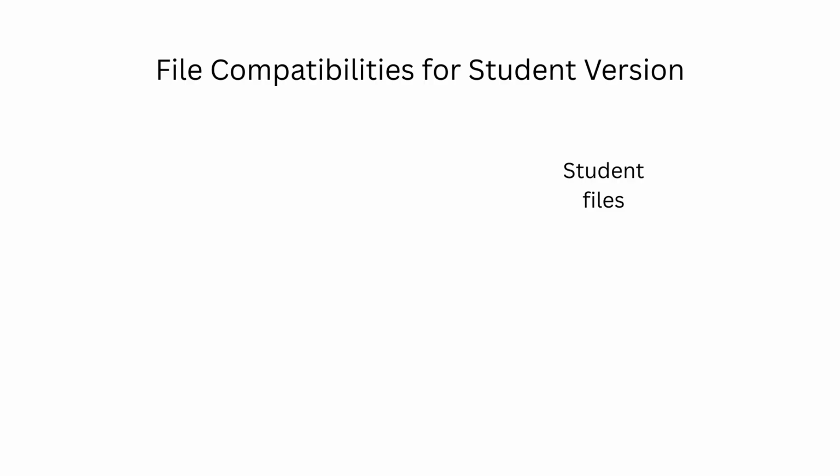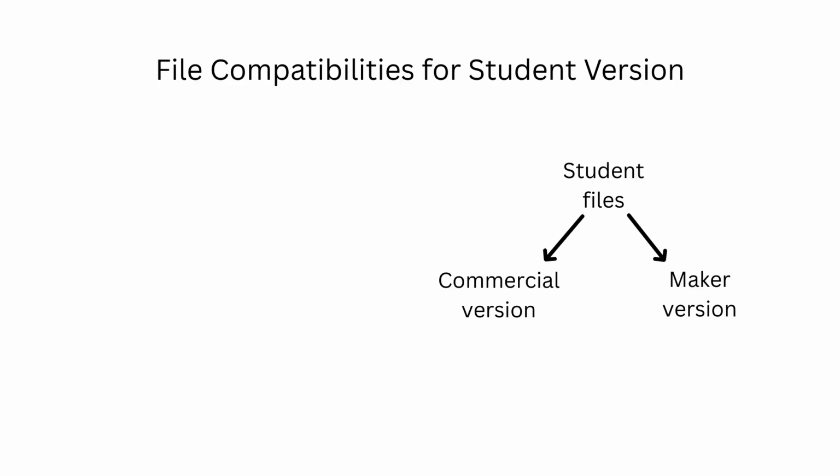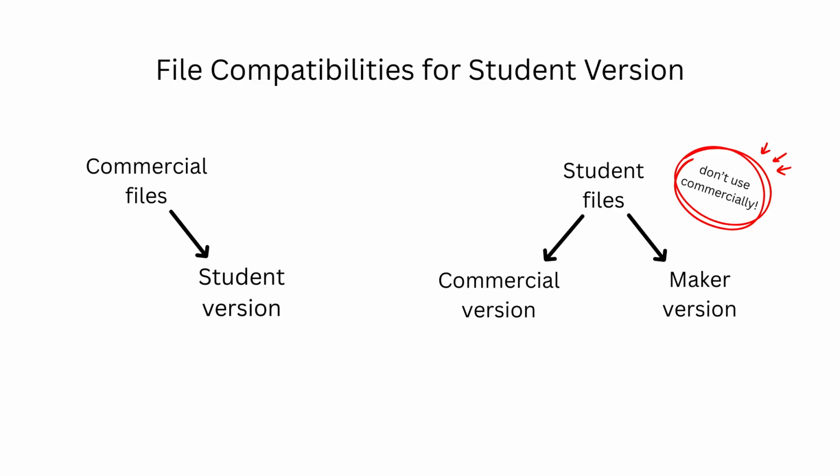Similarly, the student edition also has some file compatibility limitations. Files created or saved in this edition will also be digitally watermarked. However, unlike files made in the Maker version, student files can be opened in both commercial versions and the Maker version of SolidWorks, but they may not be used for commercial purposes. You can also open commercial files with the student edition, but they will be digitally watermarked for educational use if saved. And as mentioned earlier, you cannot open Maker files with the student version.